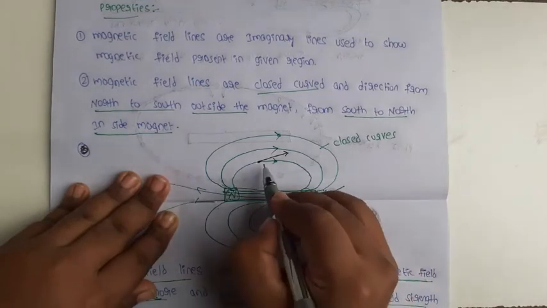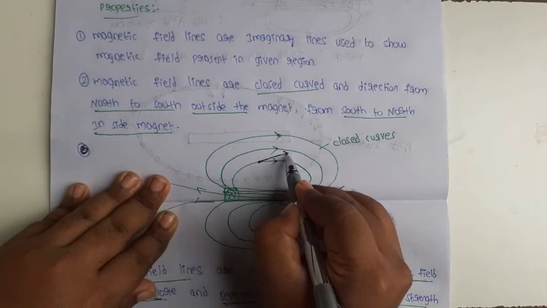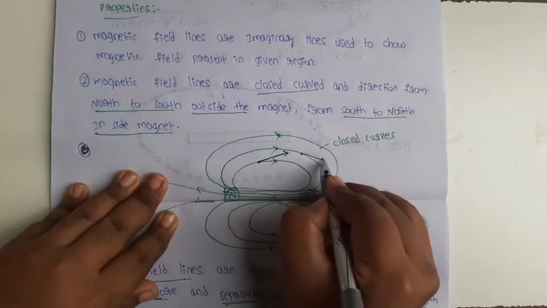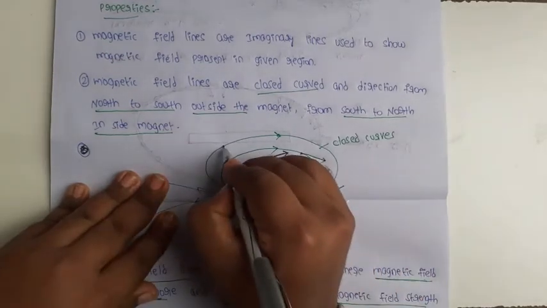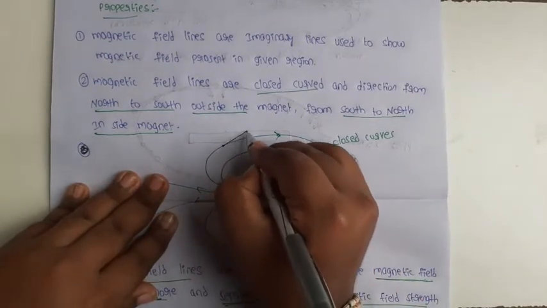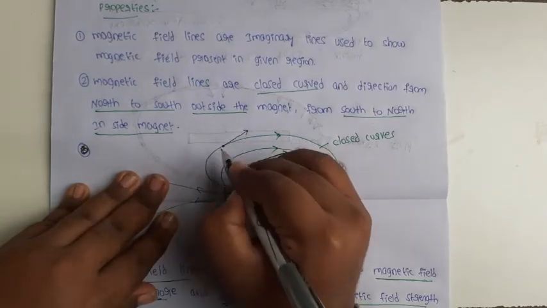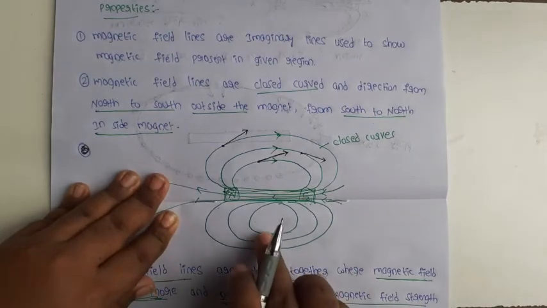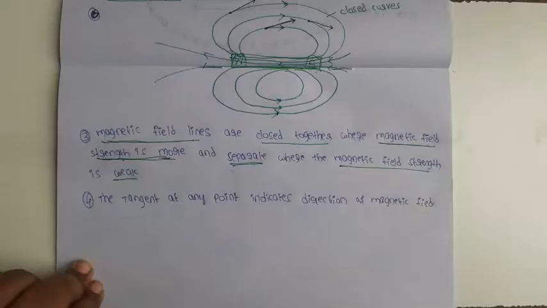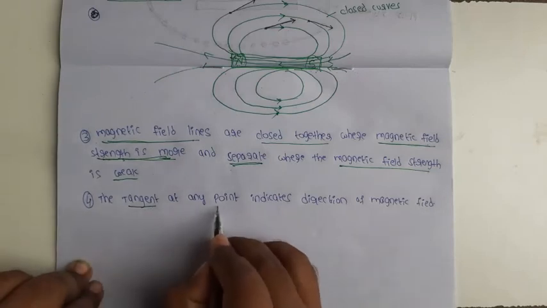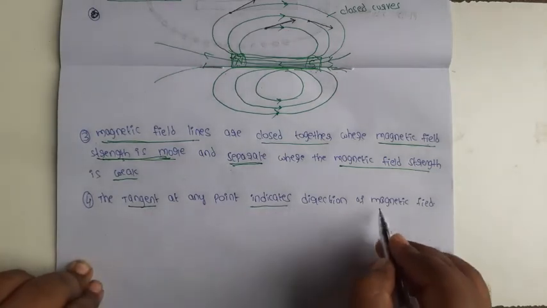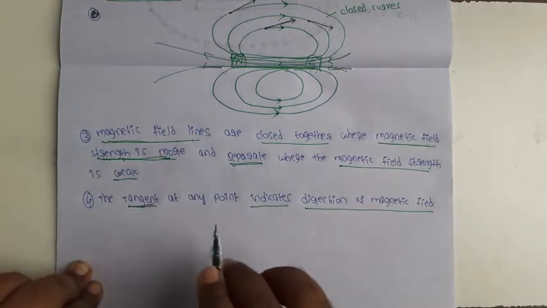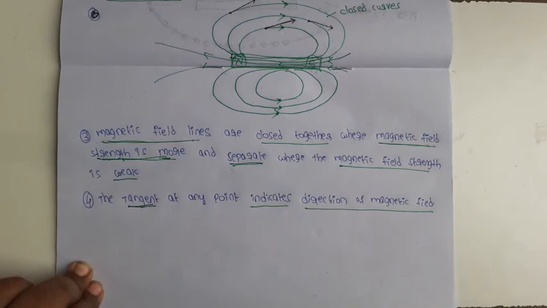So at this particular point, what is the direction of the magnetic field? This direction. If you take a point here, this is the magnetic field direction. You can take a point here, and this is the magnetic field direction. So at any particular point, the tangent indicates the direction of the magnetic field.